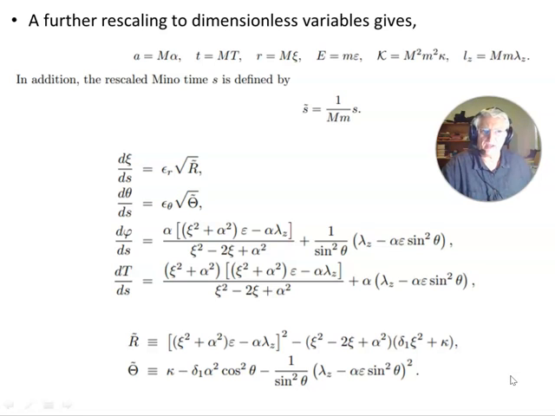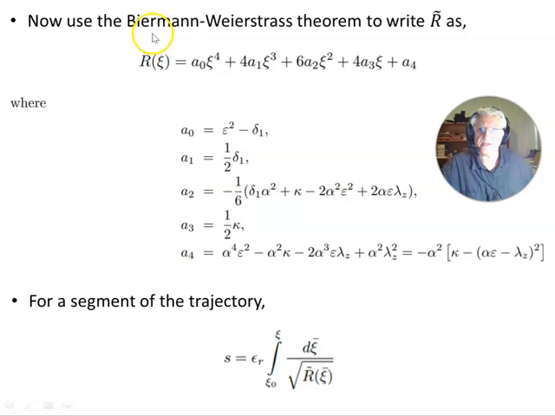These are the equations of motion we're going to solve, and this is where the Biermann-Weierstrass theorem now comes into play. So I'll go to the next slide. We use the Biermann-Weierstrass theorem to write the R tilde as this fourth order or quartic polynomial, where these constants here apply in our case.